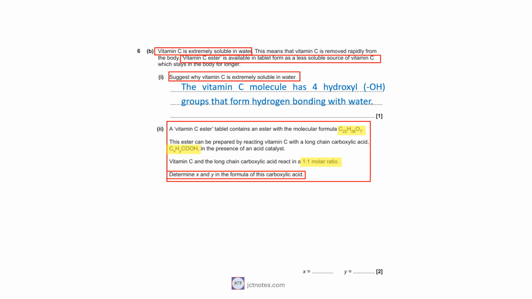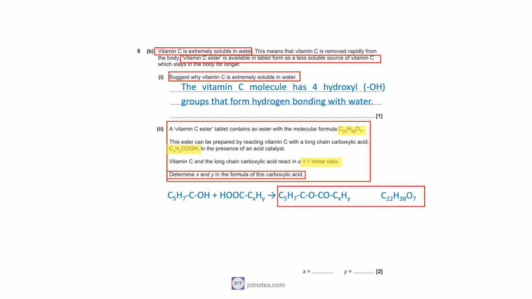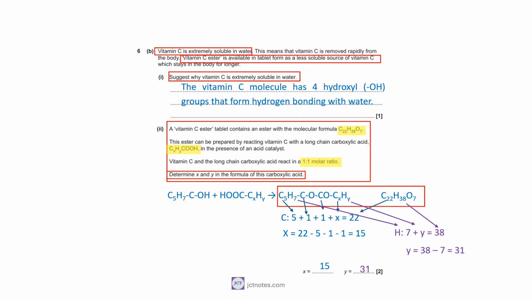The ester formed is going to be between a hydroxyl group, OH, of the vitamin C, and the carboxyl group COOH of the carboxylic acid. We can express the reaction as we know that the molecular formula of the ester is C22H38O7, we only need to count the number of atoms of carbon and hydrogen. In the carbon, we have that 5 plus 1 plus 1 plus X equals 22. This gives X equals 22 minus 5 minus 1 minus 1 equals 15. In the hydrogen, we have that 7 plus Y equals 38, giving Y equals 38 minus 7 equals 31.